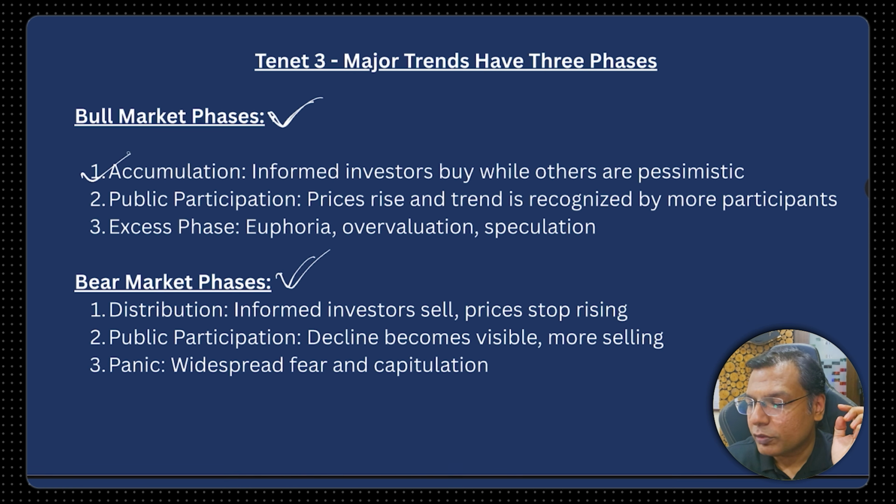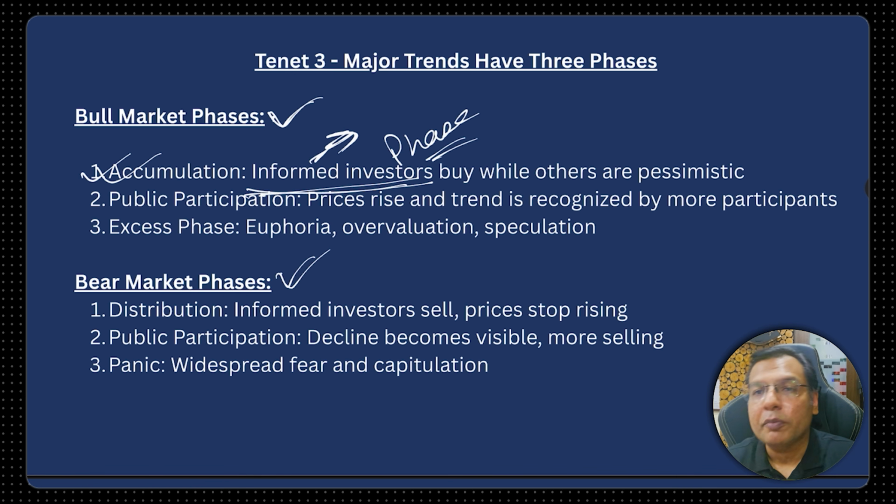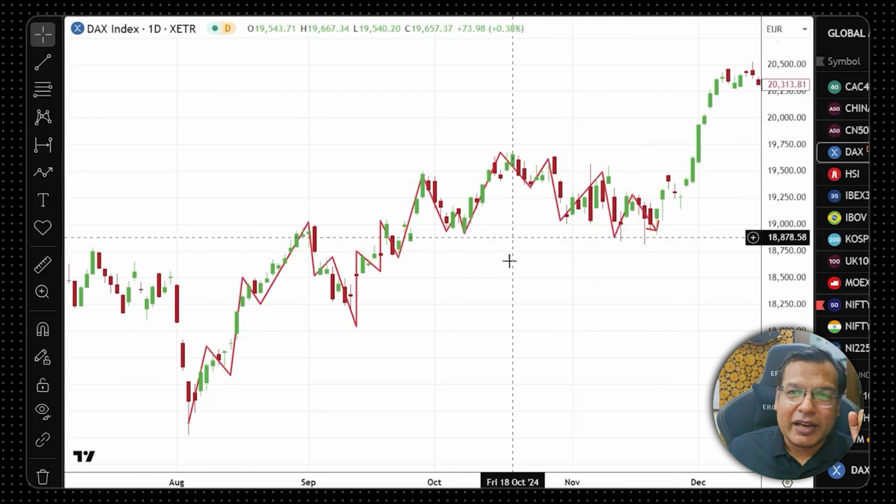The first will be the accumulation phase. The accumulation phase is more of an informed traders' phase. I would call it a phase where really informed traders work, while others are very pessimistic. Now when you read this, that the accumulation phase is more of an informed traders' zone where others are pessimistic, can you make a picture in your brain of where this accumulation phase will appear during the market bottoms?